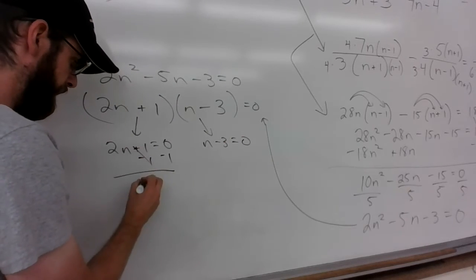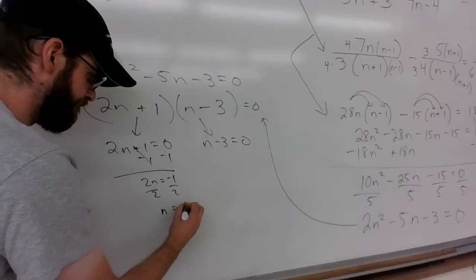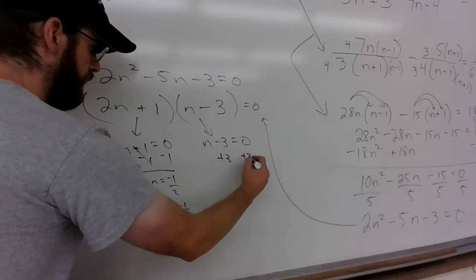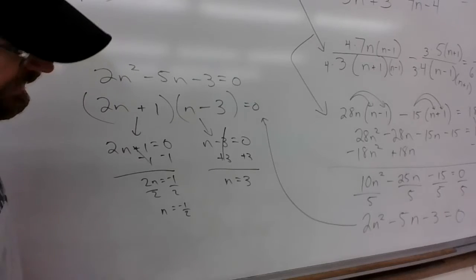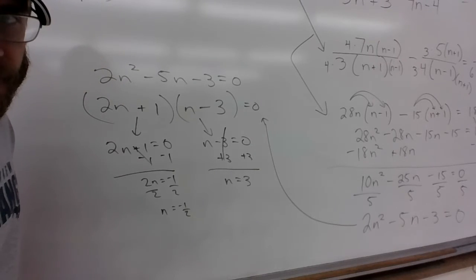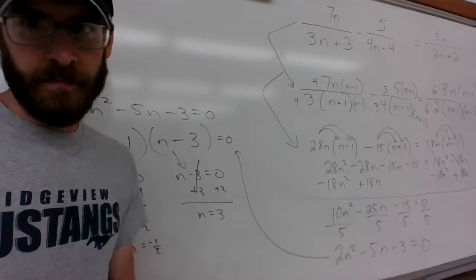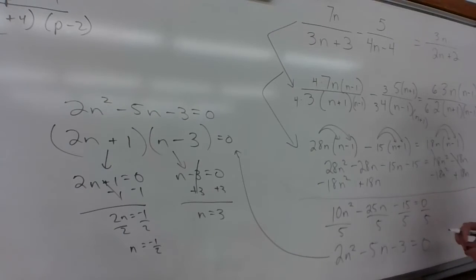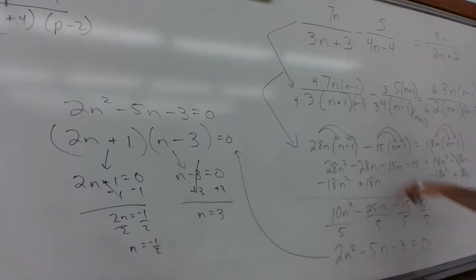Subtract 1. Divide by 2. Add 3. Double check to see if there's any domain issues in the original problem. Looks like the domain issues were just negative 1 and 1.